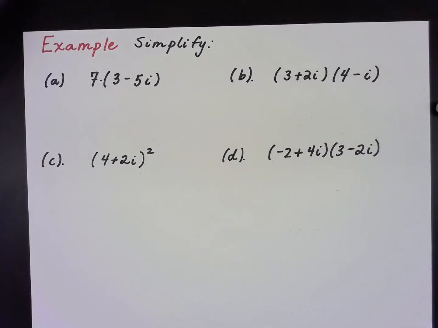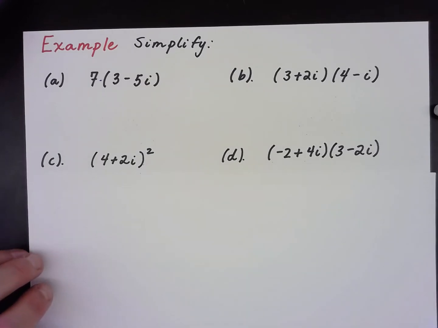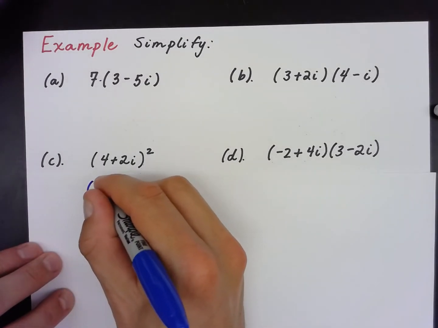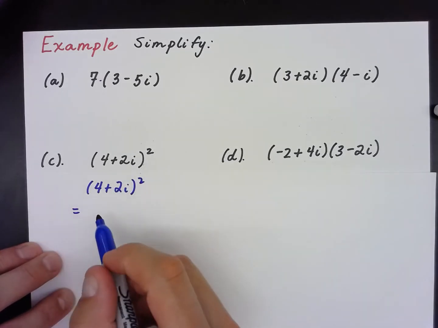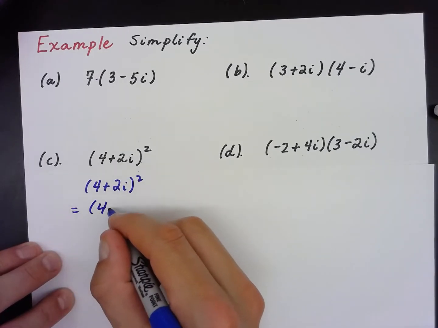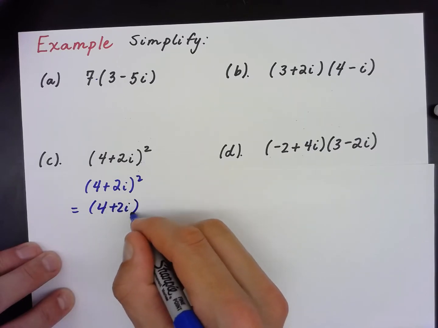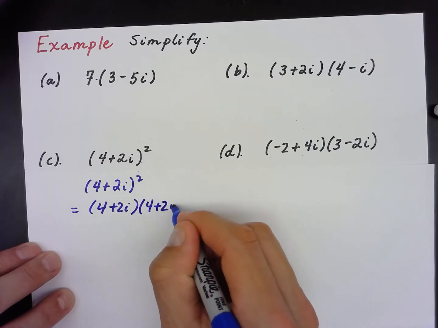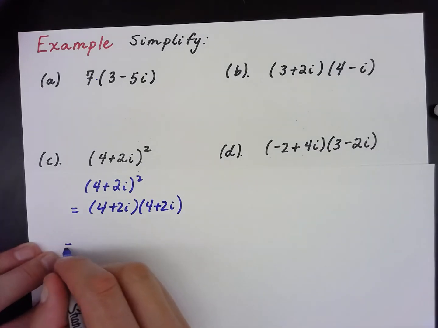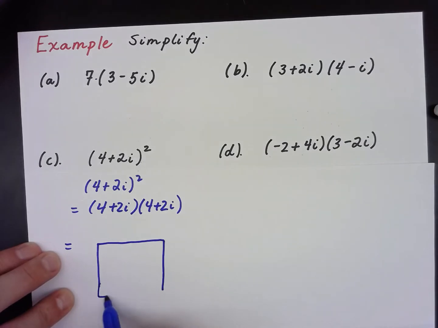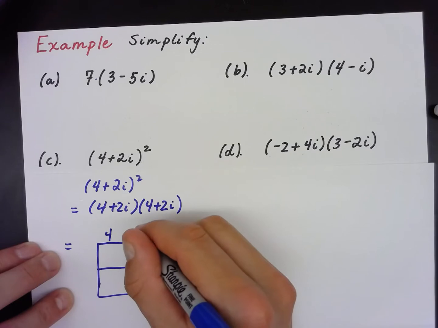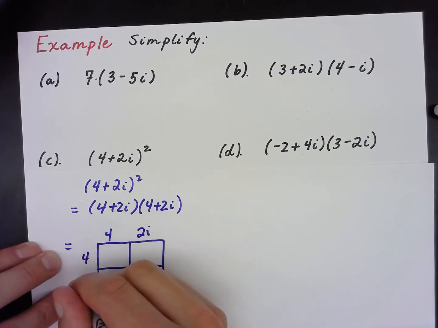In our third example, we have this 4 plus 2i squared. Well, 4 plus 2i squared is the same thing as 4 plus 2i times 4 plus 2i. And so we can go ahead and just do the same thing with our box. It's just the same thing squared out. There's properties you can use for this, but we'll show you how to do it because I like doing this box for you. So 4 plus 2i, 4 plus 2i.